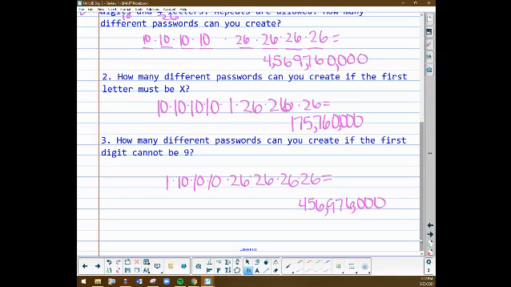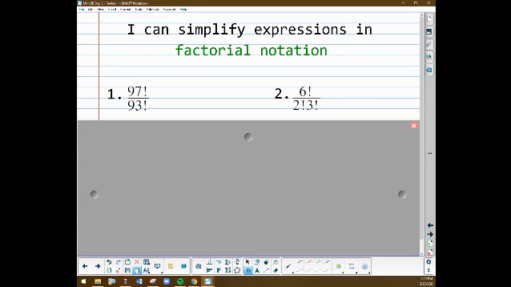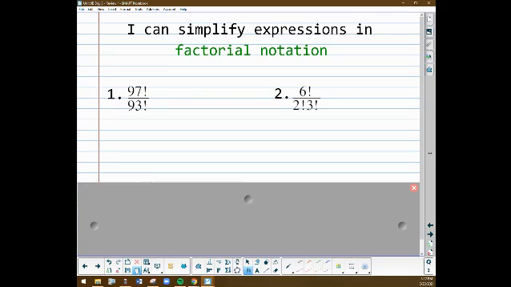All right, so those are repetition. We would use the counting principle, not permutations or combinations. All right, next we talk about simplifying expressions using factorial notation. We did a lot of this stuff. You see in your homework there was all those simplifying and expanding and all those little steps.